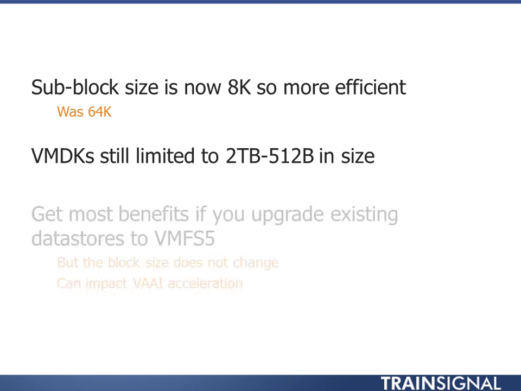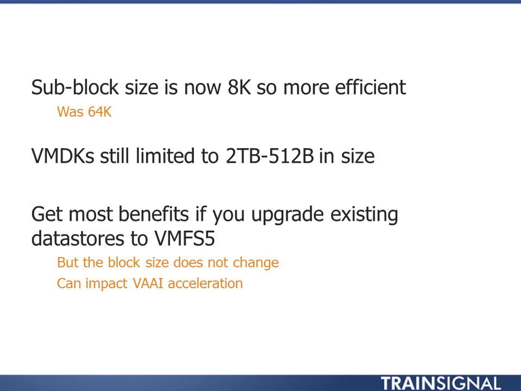Most of the benefits, you get them if you upgrade a VMFS3 to 5. So it's a painless, non-disruptive process to move a VMFS3 volume to VMFS5. You get the sub-block sizes, you get the small file support, you get a lot of stuff. What you don't get when you do a migration or an upgrade is the block size. So if you have a VMFS3 volume formatted with 8 meg block size, when you convert it to VMFS5, it does not restripe the blocks to 1 meg. Is that a problem? Well, it can be a problem if you like to use VAAI acceleration for the array offload.